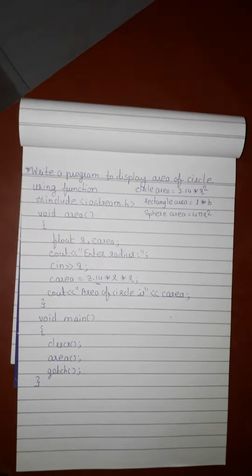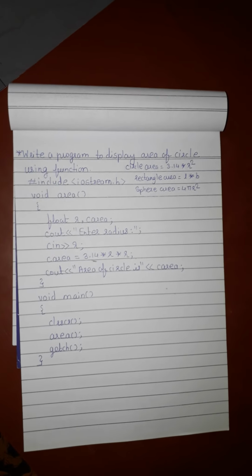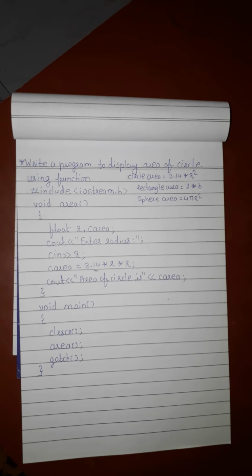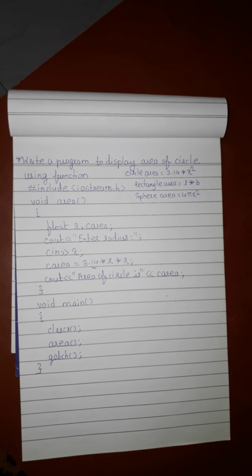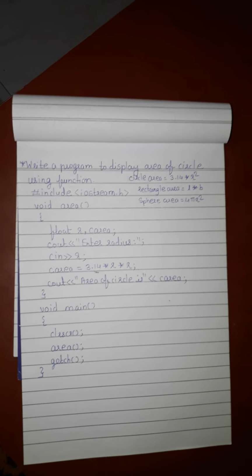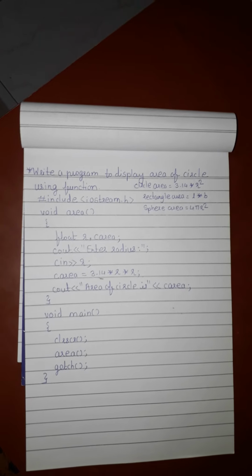Hello students, so again we are going to continue with the important board questions which are based on C++. So the question is, write a program to display area of circle. You should know the formula of area of a circle, that is pi r square, and the value of pi is 3.14. Now we are going to see the question, that is area of a circle.